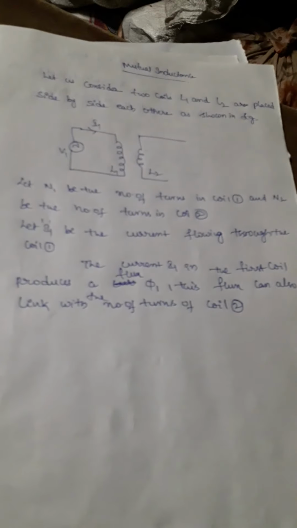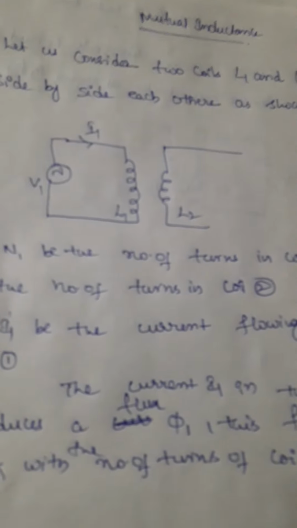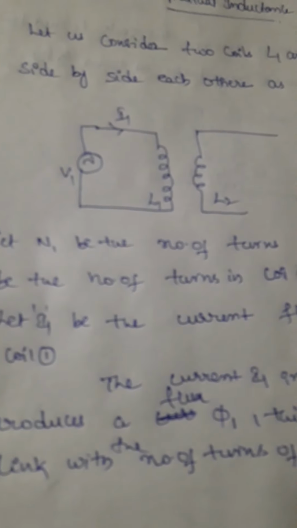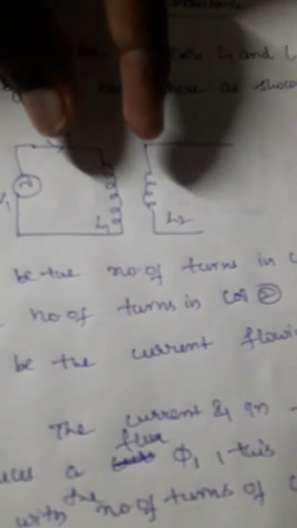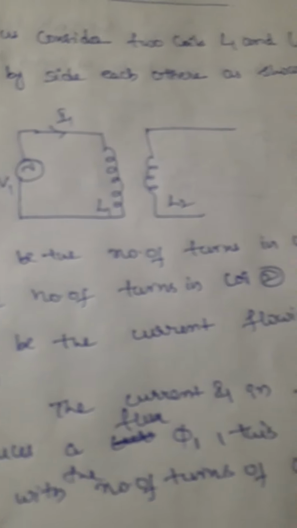Even though we have not given any supply or excitation to coil 2, and no current flows through coil 2, flux linkages are formed in the second coil due to the flux produced by the current flowing through coil 1. Then we say the two coils are coupled coils with mutual coupling. Those two coils are inductively coupled, and the two circuits L1 and L2 are called coupled circuits, and this phenomenon is called mutual inductance.